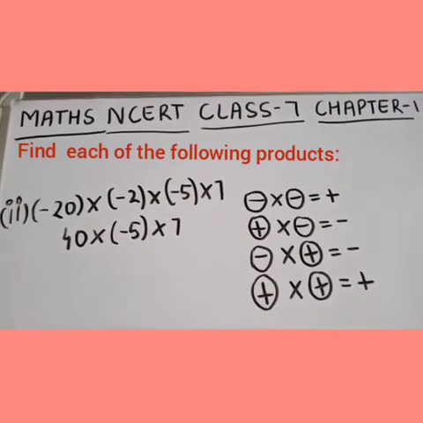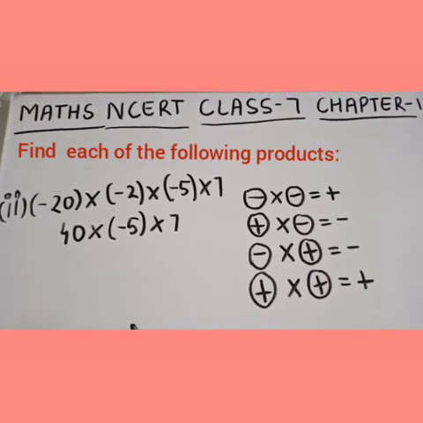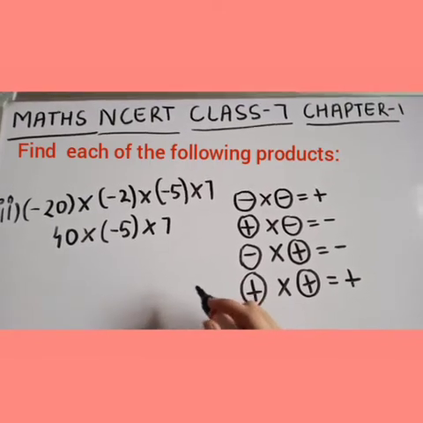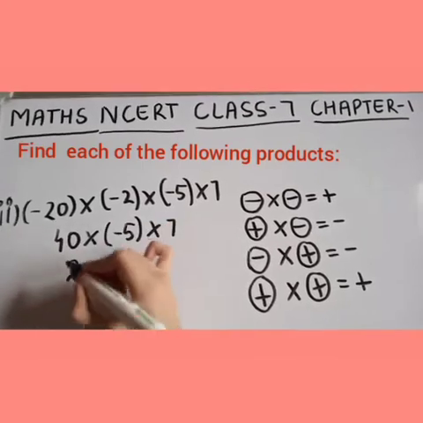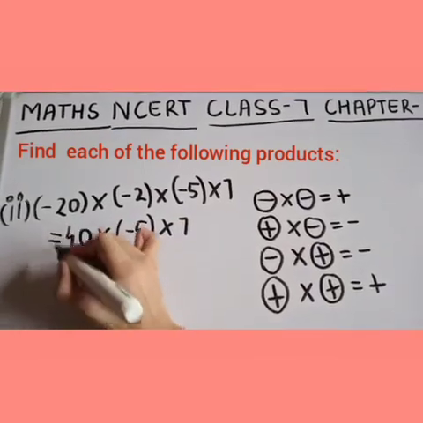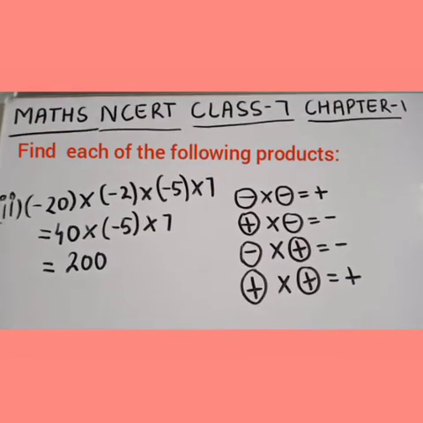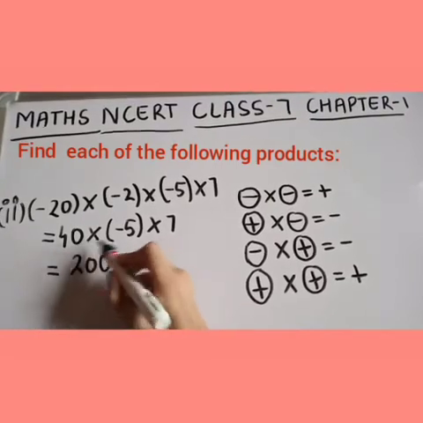Now, let's multiply 40 by minus 5. By ignoring the signs first, let's see the numbers. 40 into 5 is 200. So, 200 we will write down like this. And don't forget to write the equal to sign in front of every step. It's very, very important.